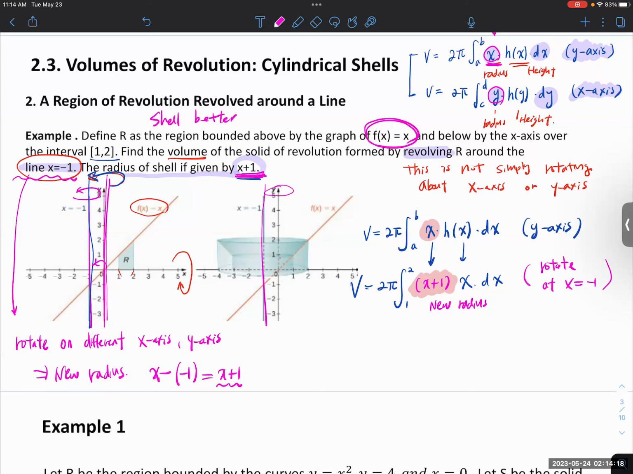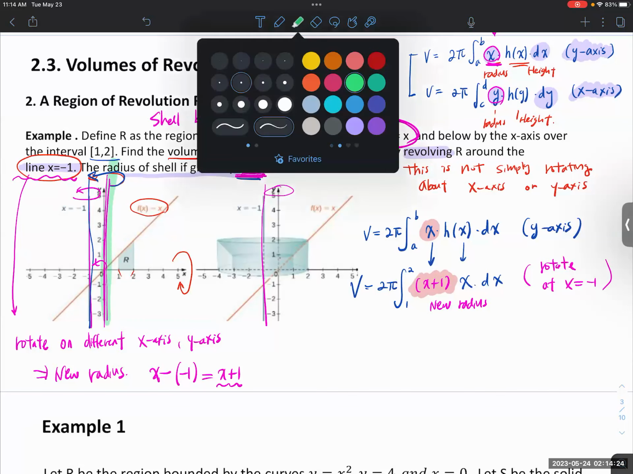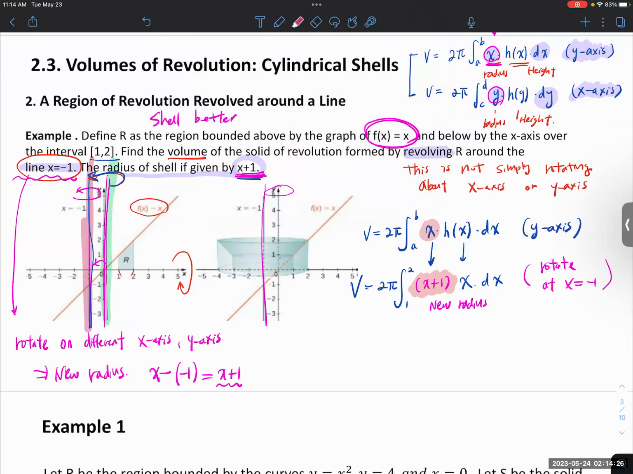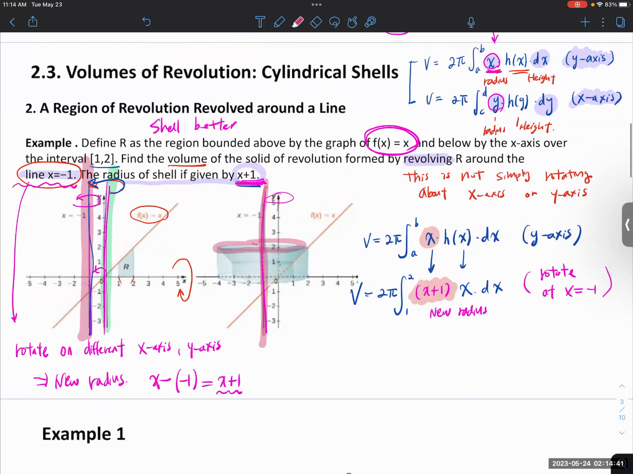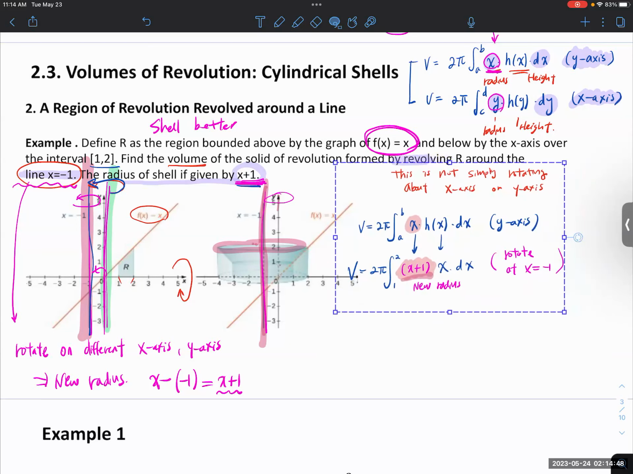So one more time, we used to have rotation on the center, but now you have a new radius because of the new rotation location. So now your cylinder is going to be at x equal to -1. That's your center. It's not the y-axis. So because of that, in the formula, you're going to modify the new radius. And then now you are going to take the integral.